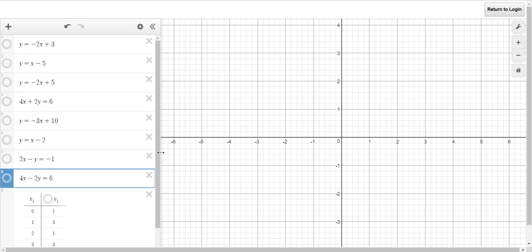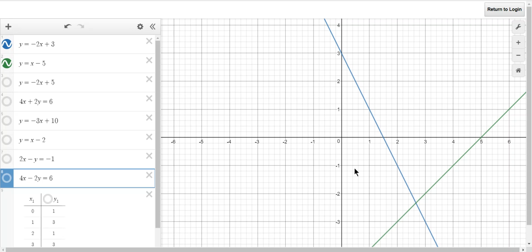Hey guys, I wanted to show you how to solve a system of linear equations using the Desmos calculator. If you look here, I have the calculator up, and you'll notice I have a bunch of equations already typed in. But I want to look at these first two, a blue and a green one.